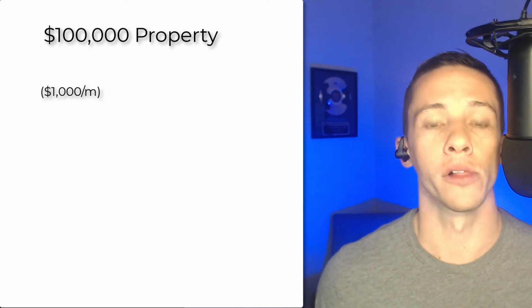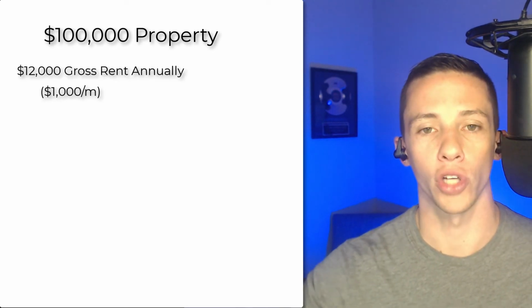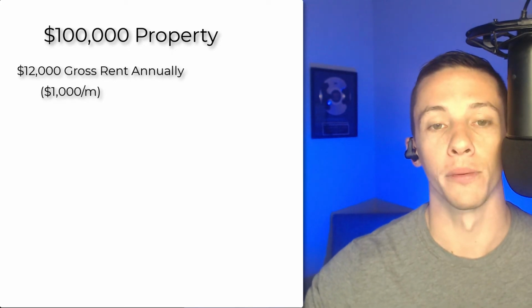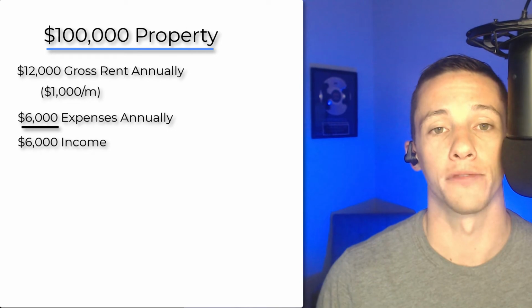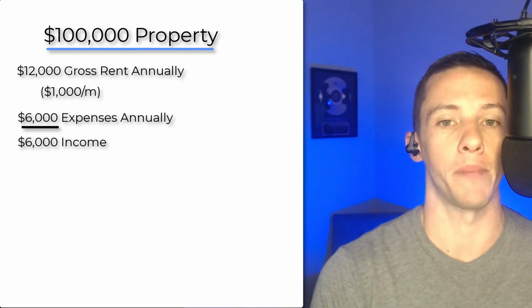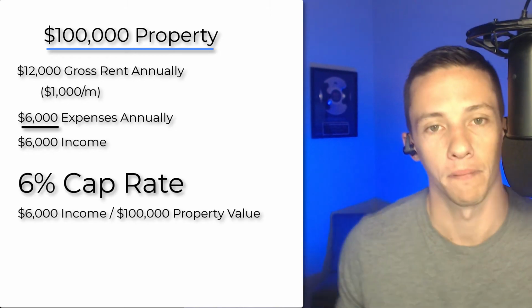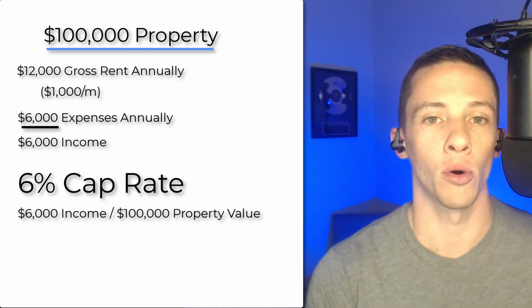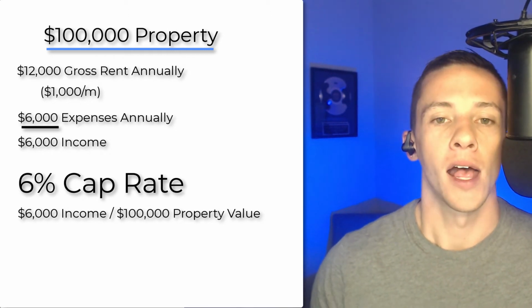So on our $100,000 property, if you collect, let's just say, $1,000 a month in rent, okay, so that's $12,000 in total gross rents collected for the year. You pay $6,000 in expenses. You're left with $6,000 at the end of the year, which can go to cover your debt, or you can put that back in your pocket, right? That would be a 6% cap rate. So that's effectively telling you how much income this asset is generating after expenses. That is the cap rate.